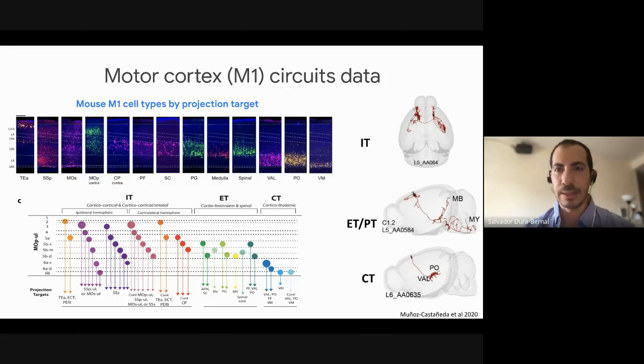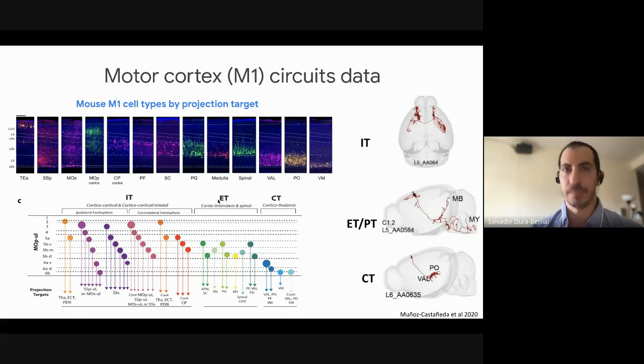So this is a model of motor cortex circuits. Here I'm showing some example experimental data where the different cell types in the 6-layer motor cortex circuit are divided by the target that they project to. Different cells in different layers send axons to different parts of the brain. The main 3 categories are these IT cells, called intratelencephalic. They project inside the telencephalon, mostly inside cortex.